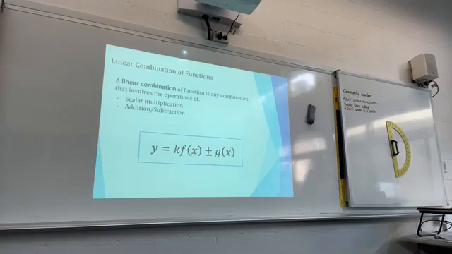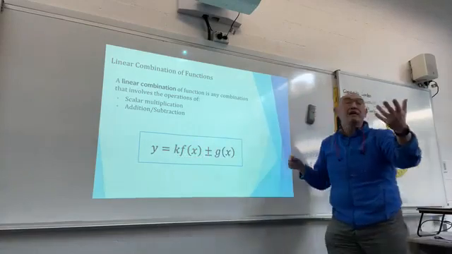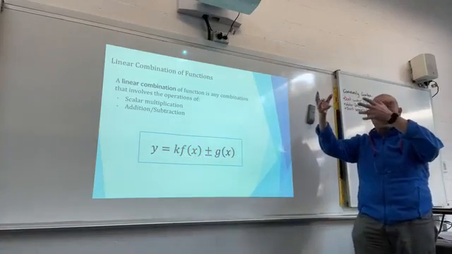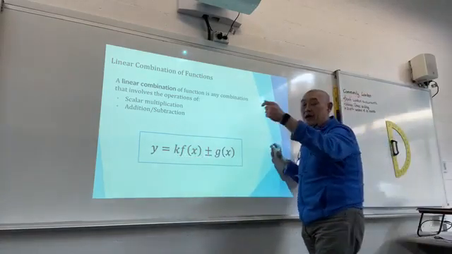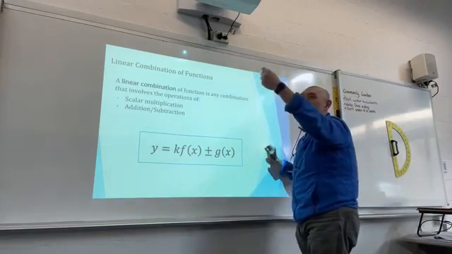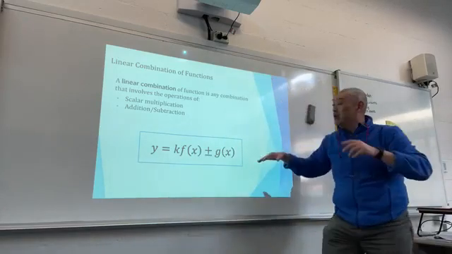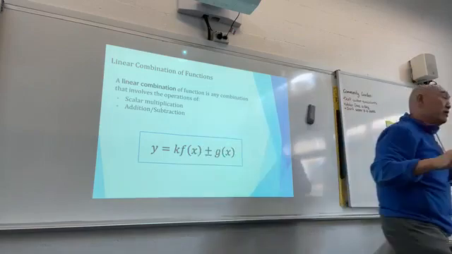So, linear combination of functions. A linear combination of functions is any combination that involves the operations of scalar multiplication, addition or subtraction. So the scalar multiplication is the k, the coefficient multiplied by f(x). For example, just now, 4 times x to the power of 3, and you derive that is 4 times 3x to the power of 2. Alright? And then the other one is you can add both of them together.